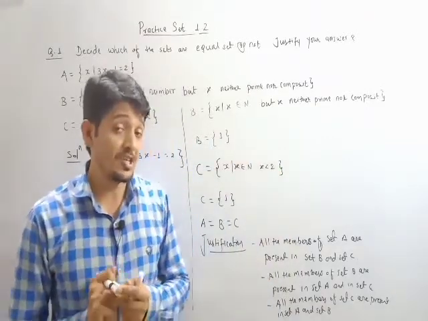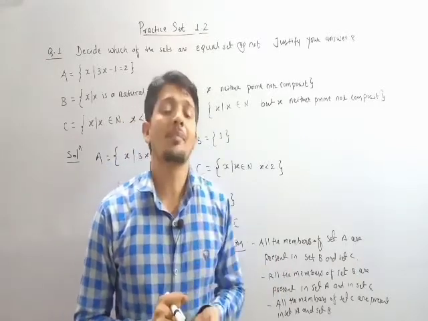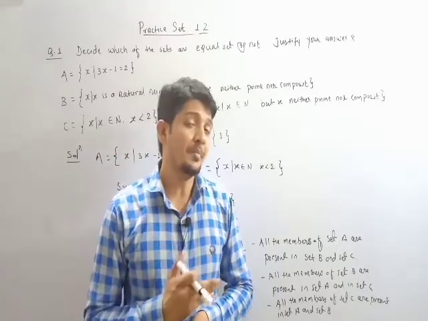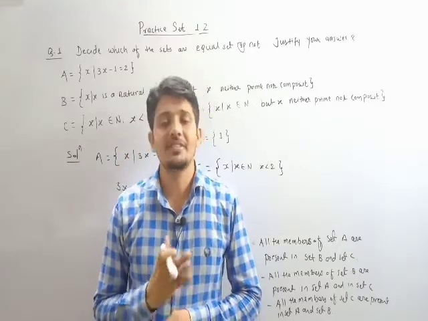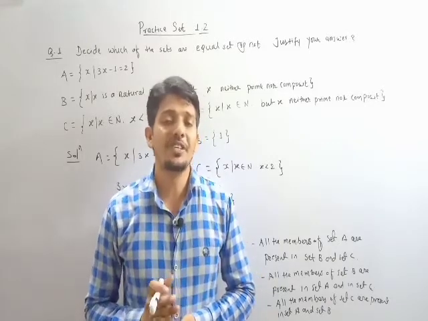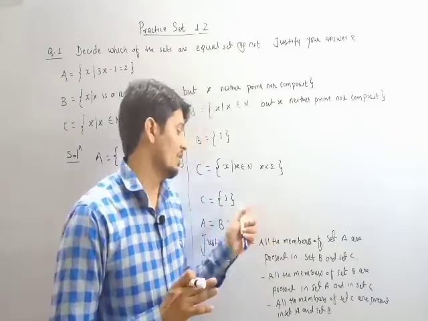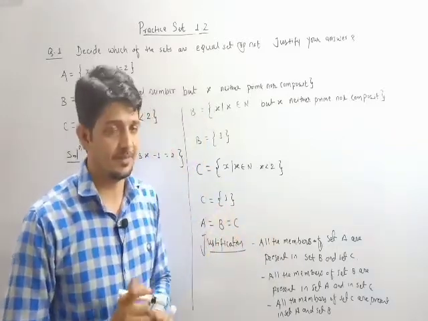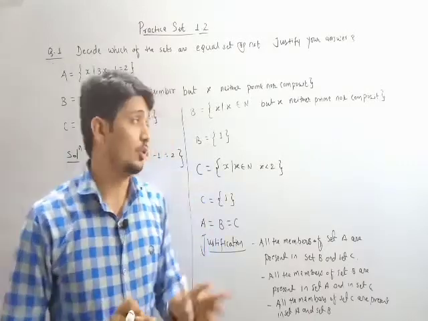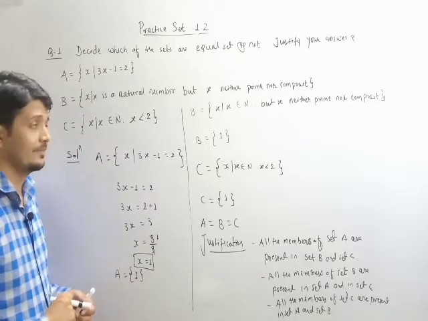So what is justification? We are revising again. All the members of set A are present in set B and set C, and all the members of set B are present in set A and set C. Likewise, all the members of set C are present in set A and set B. That means all the sets are equal sets. So this is all about our question number one. If you want to write, you can take a screenshot or you can write.